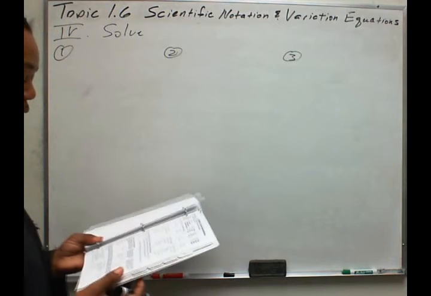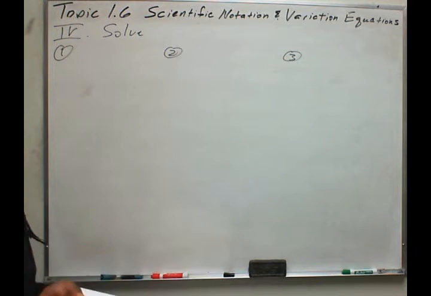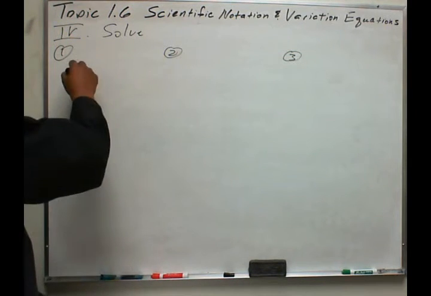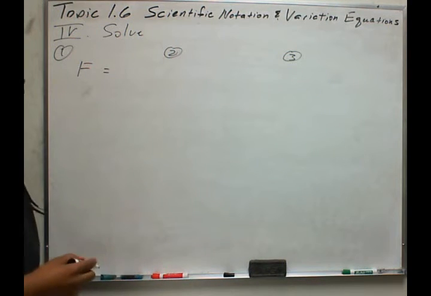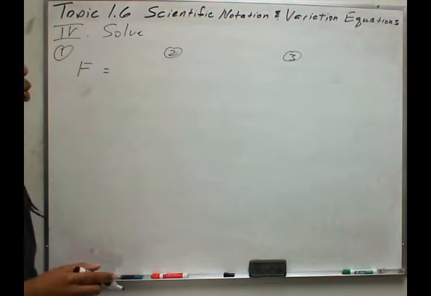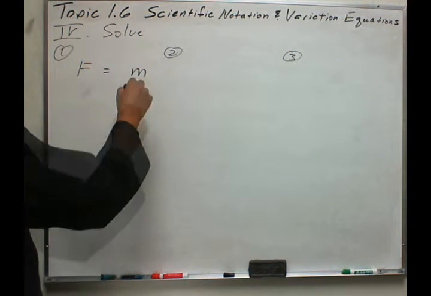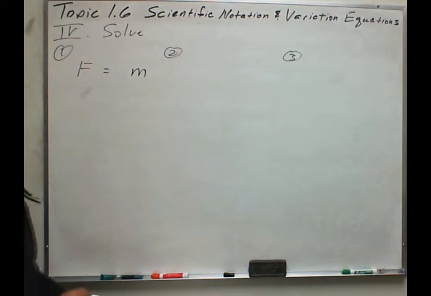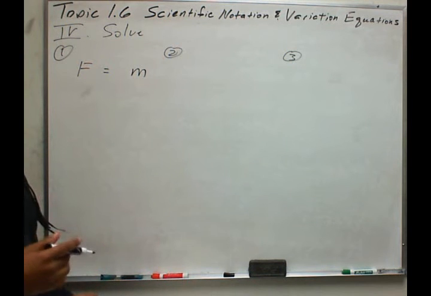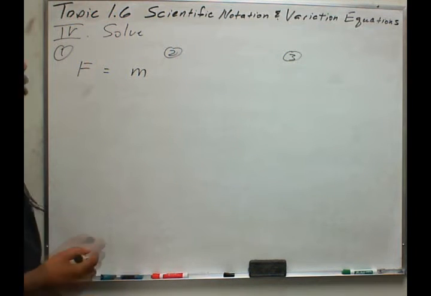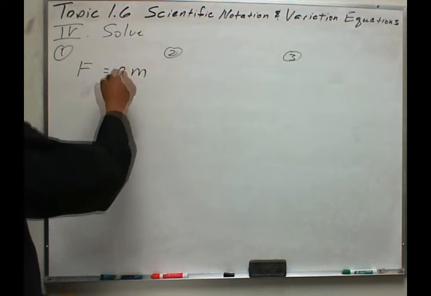First, we see that the force varies directly with the mass of an object. So we'll use F for force, and it varies directly with the mass of an object, so we'll use M for the mass. Now, even though they didn't say it, there is a constant here we have to represent. So I'm going to use the letter A to represent the constant. So that's going to be multiplied.